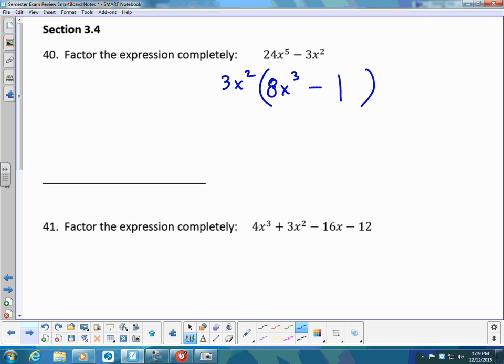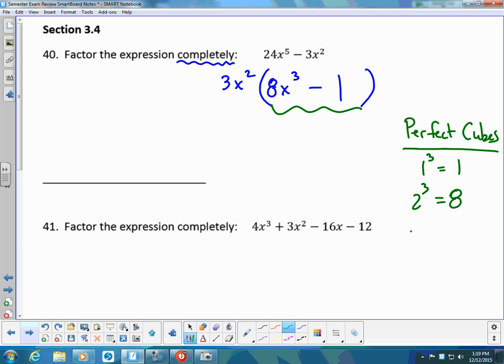Now that is factored, but it's not factored completely because we can factor this part further. How do I know that? I can recognize that 8 is a perfect cube, and I can recognize that 1 is a perfect cube. So let's just review what our perfect cubes are. 1 cubed is 1, 2 cubed is 8, 3 cubed is 27, 4 cubed is 64, 5 cubed is 125, and so on. Okay, so I see that we have an 8, and I see that we have a 1. So these are both perfect cubes.